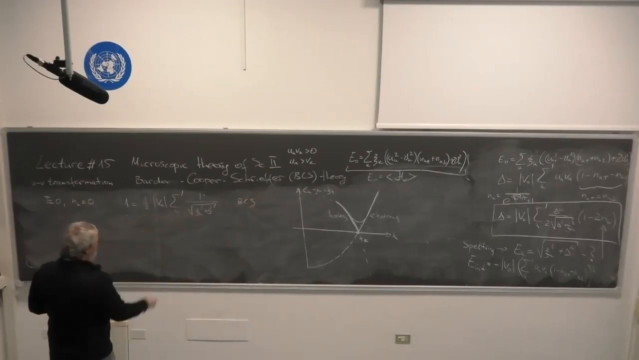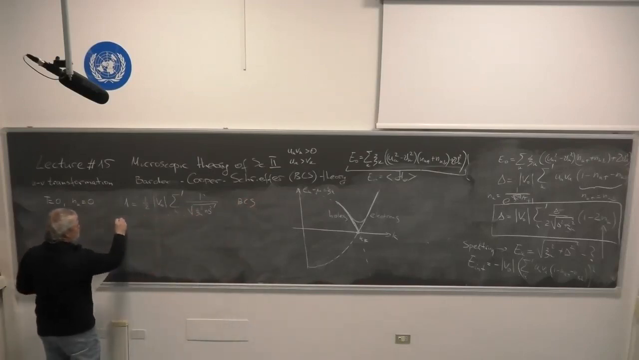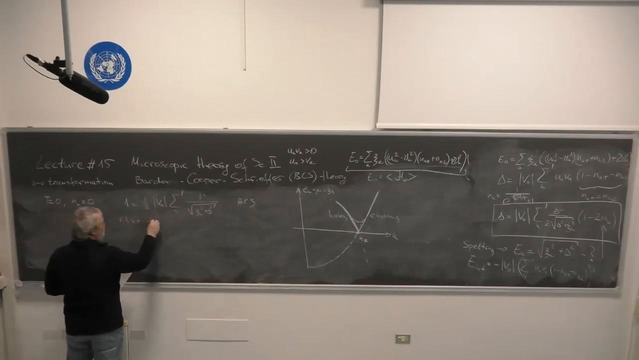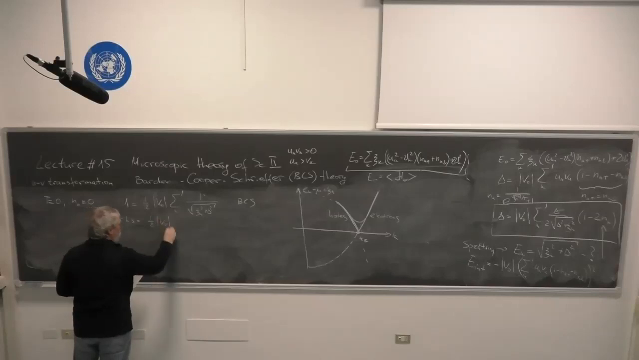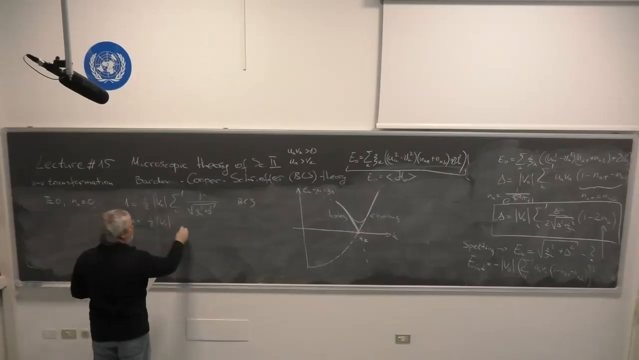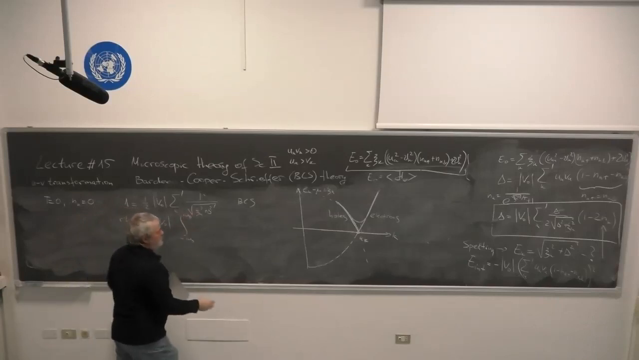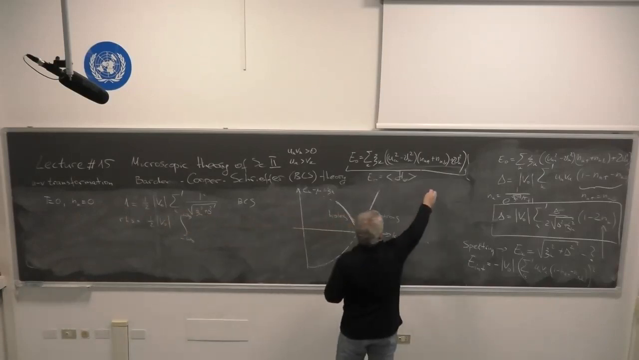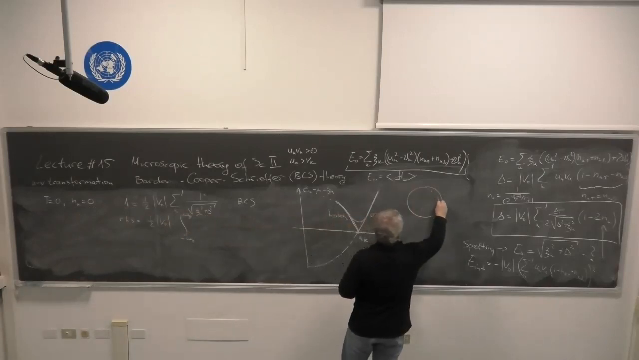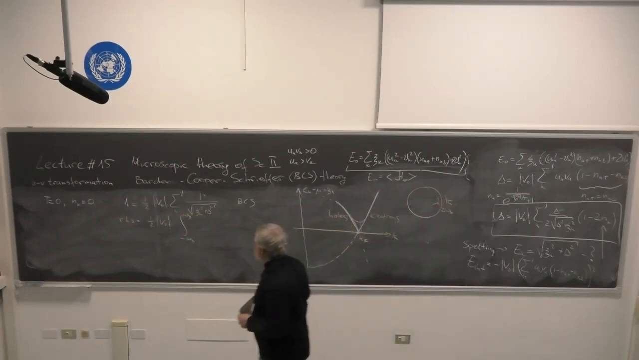I can replace summation by integration. So let's consider the right-hand side, which is equal to 1/2 modulus V naught. I'm integrating from minus omega d to omega d. You remember I have a model where the interaction is defined in a shell of the width 2 omega d. This is the Fermi surface.